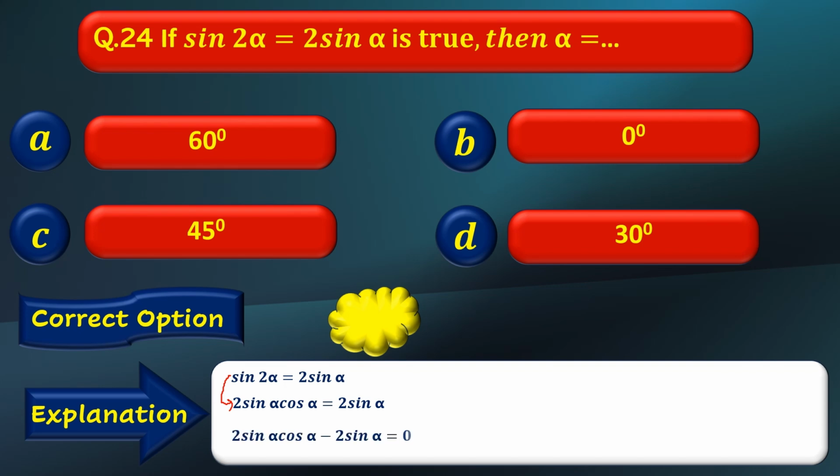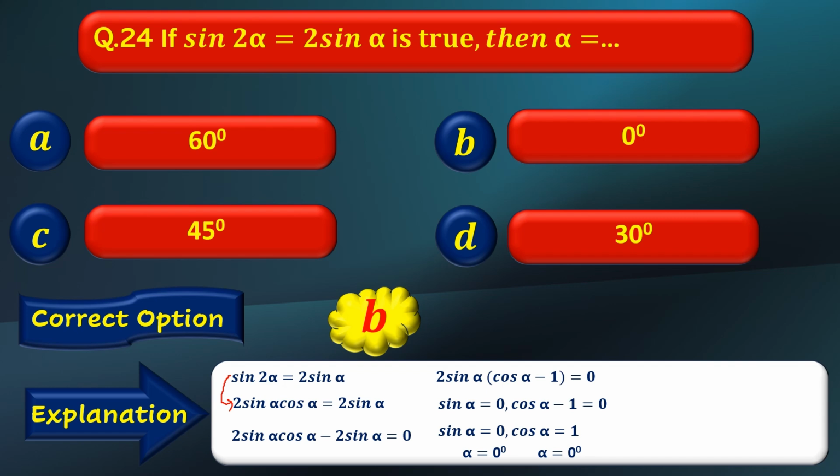It can be written as 2 sine alpha cos alpha minus 2 sine alpha is equal to 0. Take 2 sine alpha common. Therefore, 2 sine alpha into (cos of alpha minus 1) will be equal to 0, and it gives sine alpha is equal to 0 and cos alpha minus 1 is equal to 0, which gives sine alpha is equal to 0, cos alpha is equal to 1. In both cases, we get alpha is equal to 0 degree. Therefore, correct option is option B.